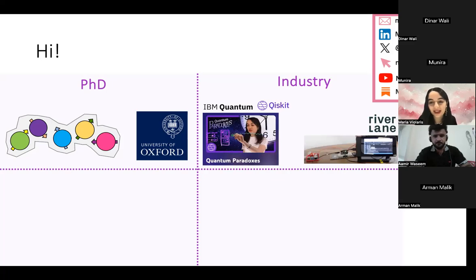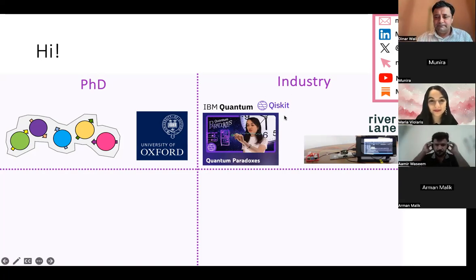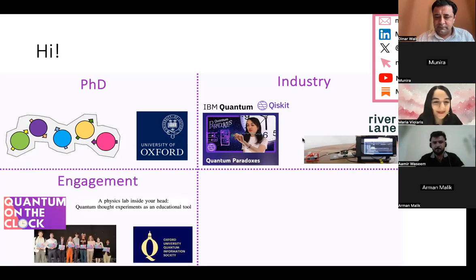A while ago, I did an internship with a quantum software company called Riverlane, where I made this Raspberry Pi quantum computing lab. You may have seen these Raspberry Pi computers, and it was a simulation of a quantum computing lab. More recently, I've been working with IBM Quantum, and I made this series of videos resolving quantum paradoxes using quantum computing, in particular the Qiskit programming language. I'll talk more about quantum computing properly later.